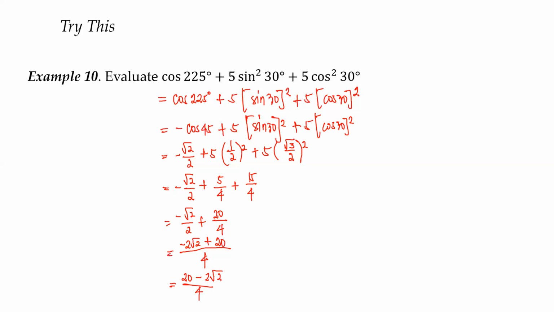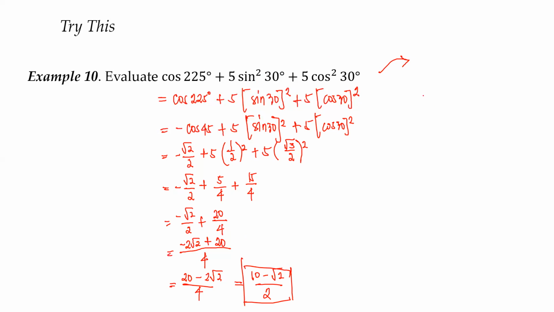So we can now simplify this one. We factor out 2 in our numerator, and we factor out 2 in the denominator. This becomes 10 minus square root of 2 over 2. Alright? Now, this is one solution. However, there is an alternative solution.